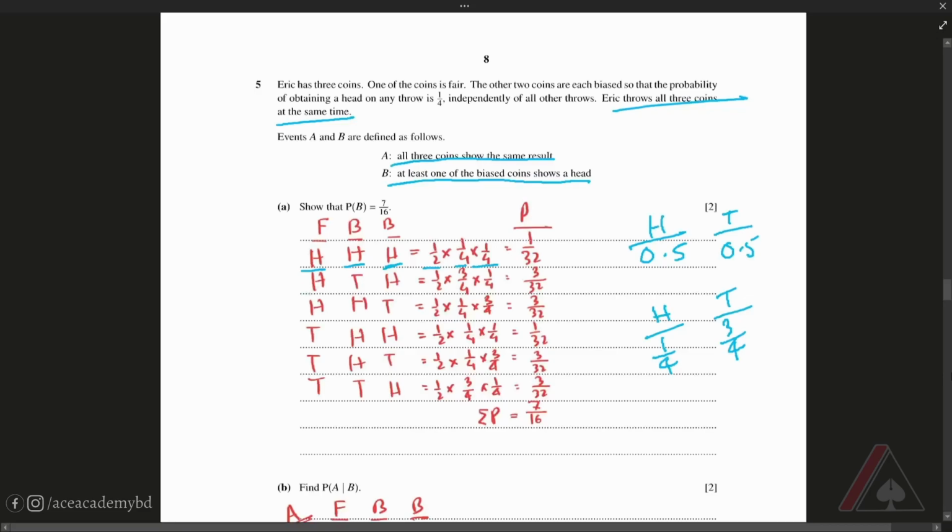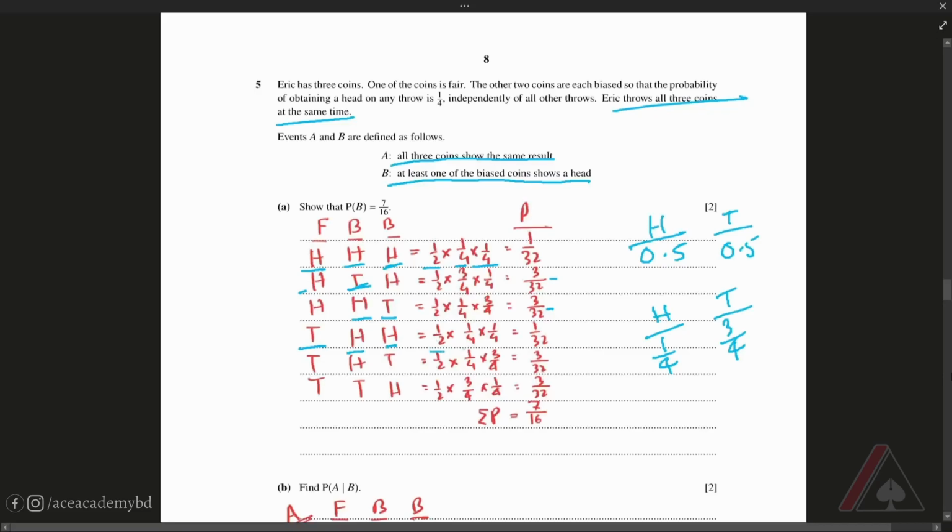And we do that for all possibilities. Let's say one of the biased coins was a tail. We multiply the probabilities, we get 3 by 32. Now there are two biased coins, so if the other one was a tail and the previous biased coin was a head, we multiply the probabilities and we get a similar probability. Or let's say the fair coin was a tail and the rest of the two were heads.